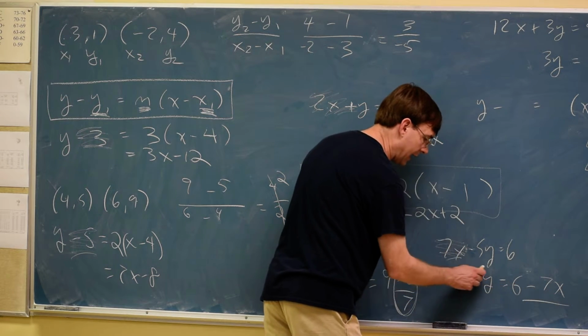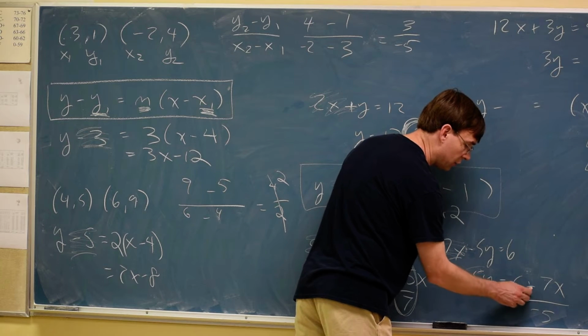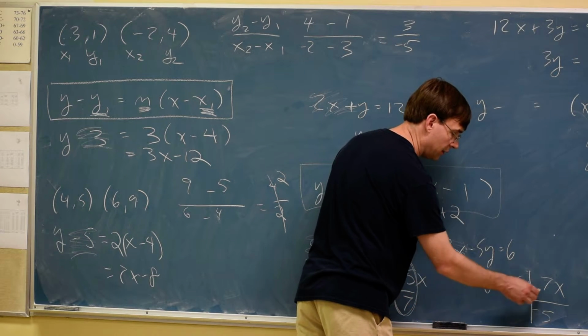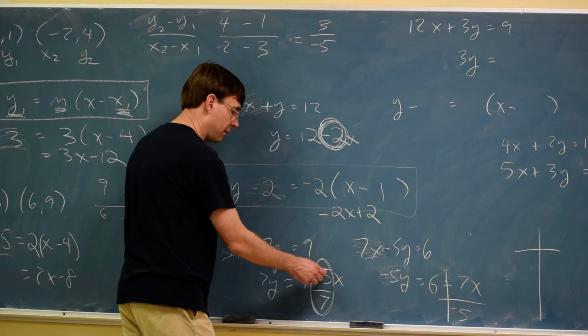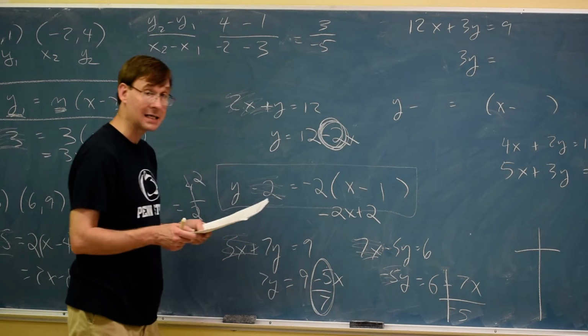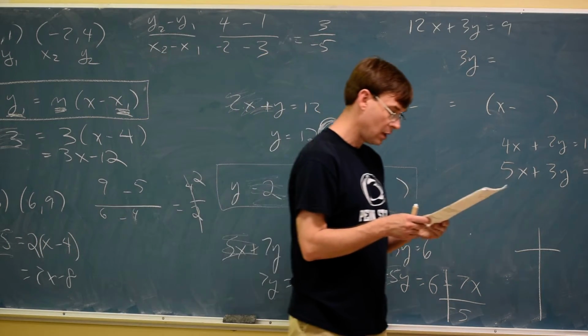When I divide to get the y completely alone by negative 5, two negatives makes a positive. So this is positive 7/5. This is negative 5/7. That is a yes. That's the kind of slopes we're looking for on that.